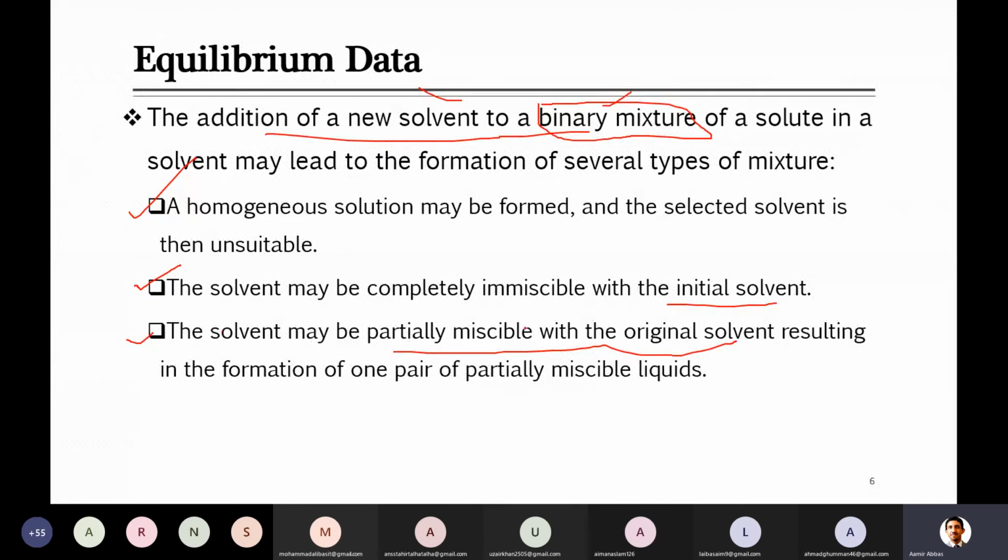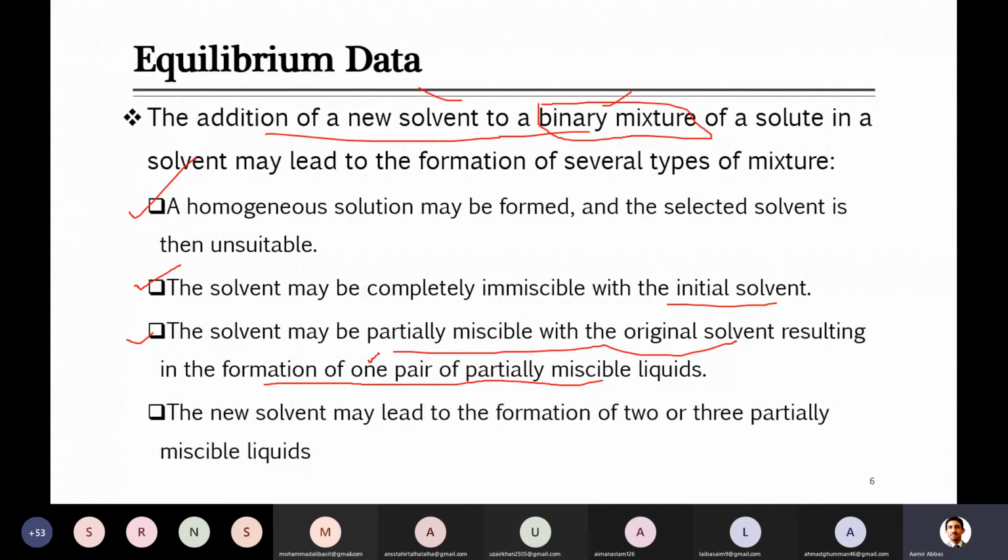The solvent may be partially miscible with the original solvent, and that will result in the formation of one pair of partially miscible liquids. One pair, for example, as I am telling you, at the top there was the extract phase, in which ethyl acetate and water were both present, and the raffinate phase, in that phase also there was both water as well as ethyl acetate. So there was one pair leaving from the top, they are partially miscible, as well as at the bottom they are also partially miscible.